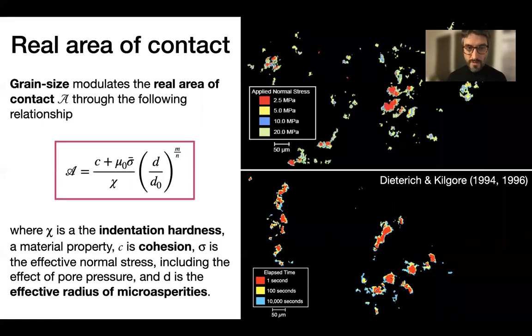We start the model with a description of the real area of contact that supports the shear and normal loads on the fault interface. At first order, the real area of contact, scaled by the nominal area of contact, is a linear function of normal stress, scaled by the indentation hardness of this interface. However, this is modulated by the curvature of the microasperities that support the load.